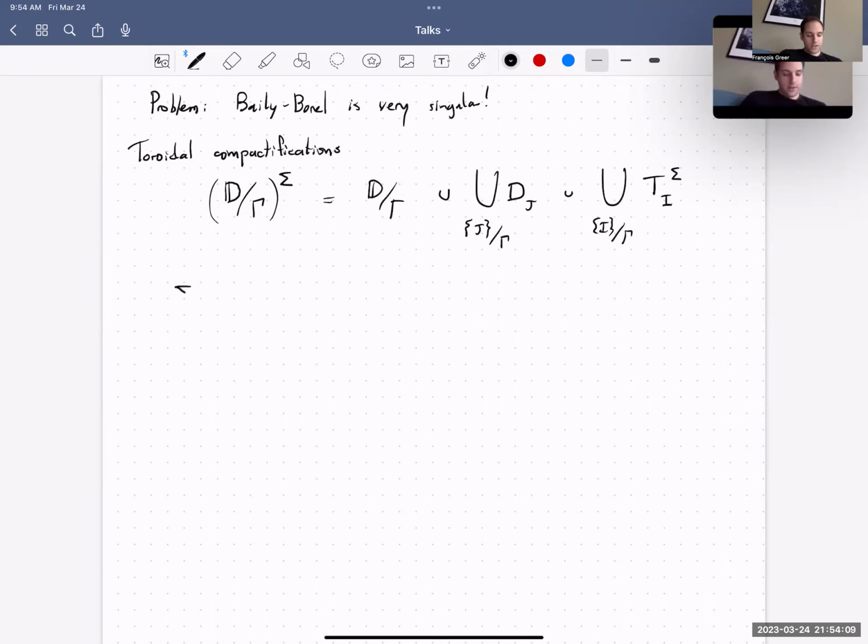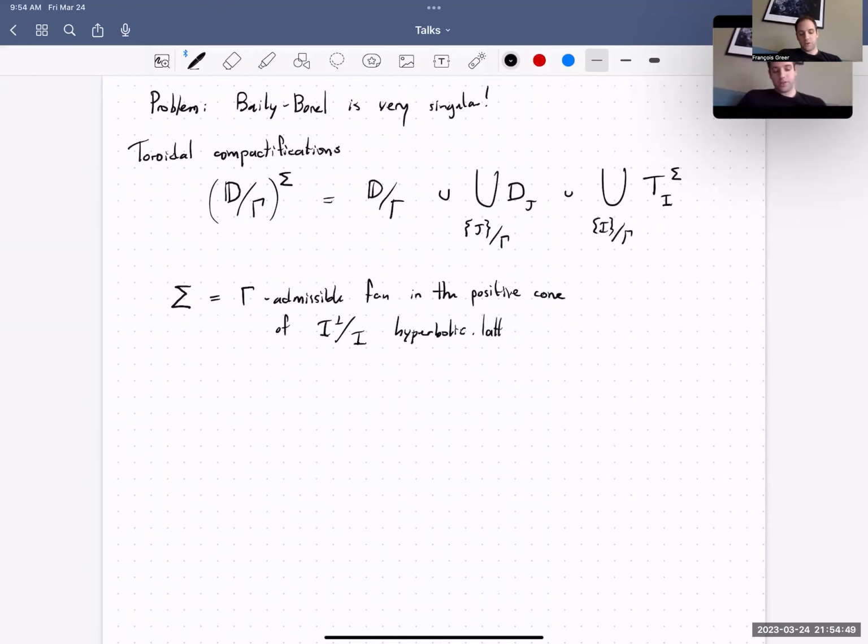And there isn't a choice here. So the sigma that's in the notation refers to a choice of gamma-admissible fan in the positive cone of a certain hyperbolic space. To be precise, if you take I perp mod I, where I is one of these isotropic lines, this is a hyperbolic lattice, so lattice of signature (1, n minus 1). And we're taking the positive cone there.